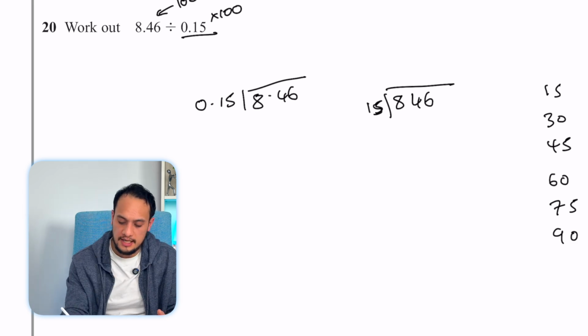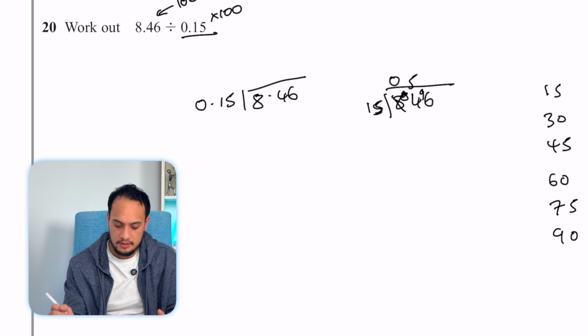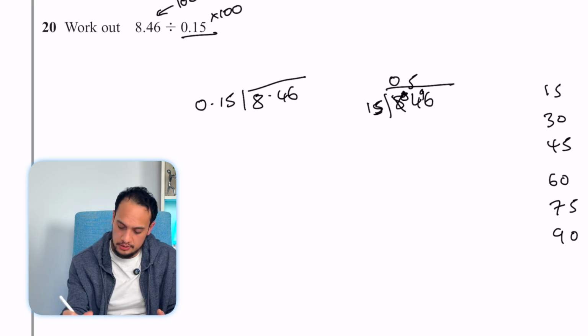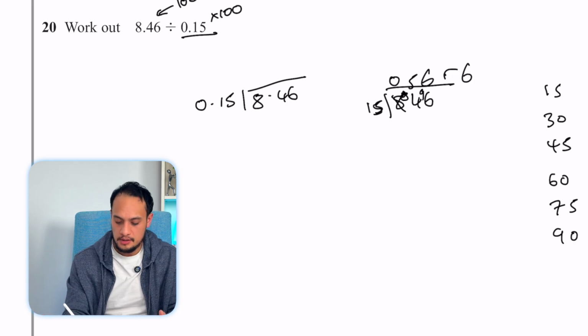So 15 into 8 doesn't go. Then 15 into 84. So 15 goes into 84 5 times. And then I've got a remainder of 9. Then 15 into 96 goes 6 times. So I've got a remainder of 6. 6 over 15. So I've got 56 and 6 over 15.